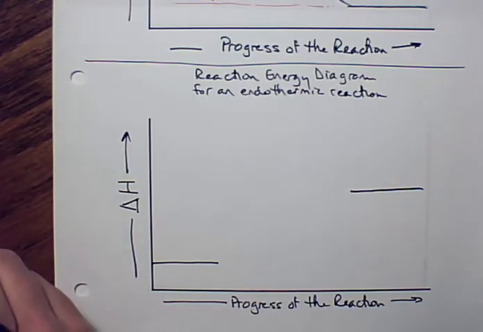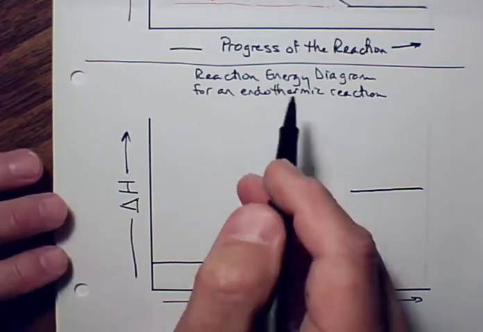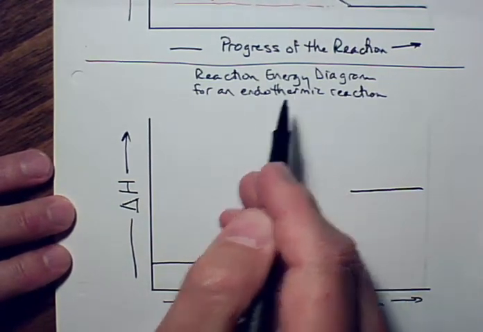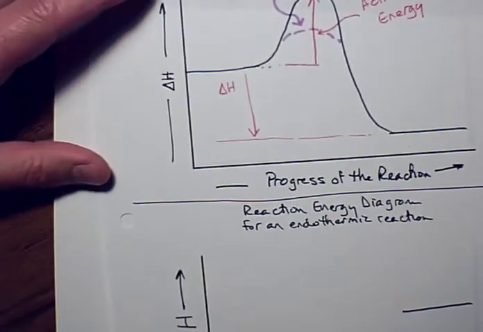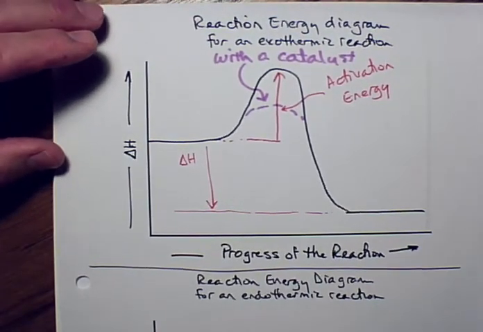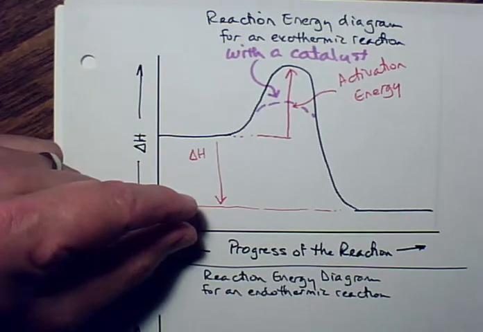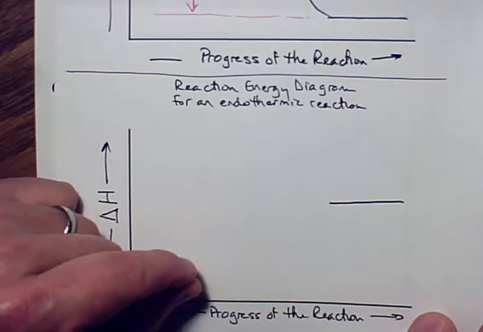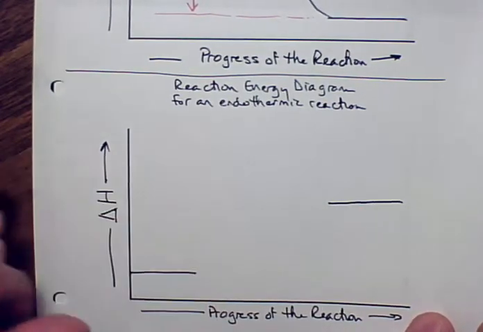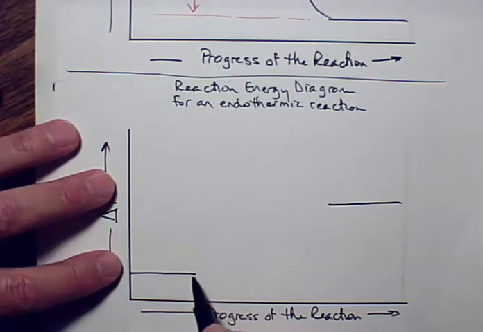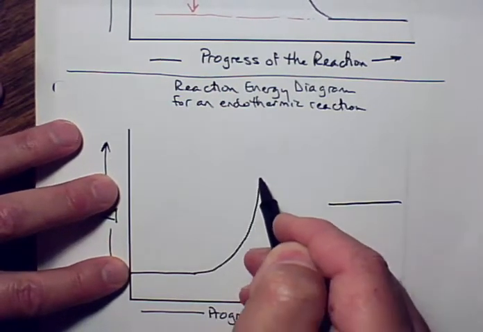Yes? Which one is this one? This is an endothermic reaction. Can you go back up for a second? Yeah. This is exothermic. Energy is being reduced. Now we have endothermic, where energy is being gained by the system. But we still have to have that activation energy.